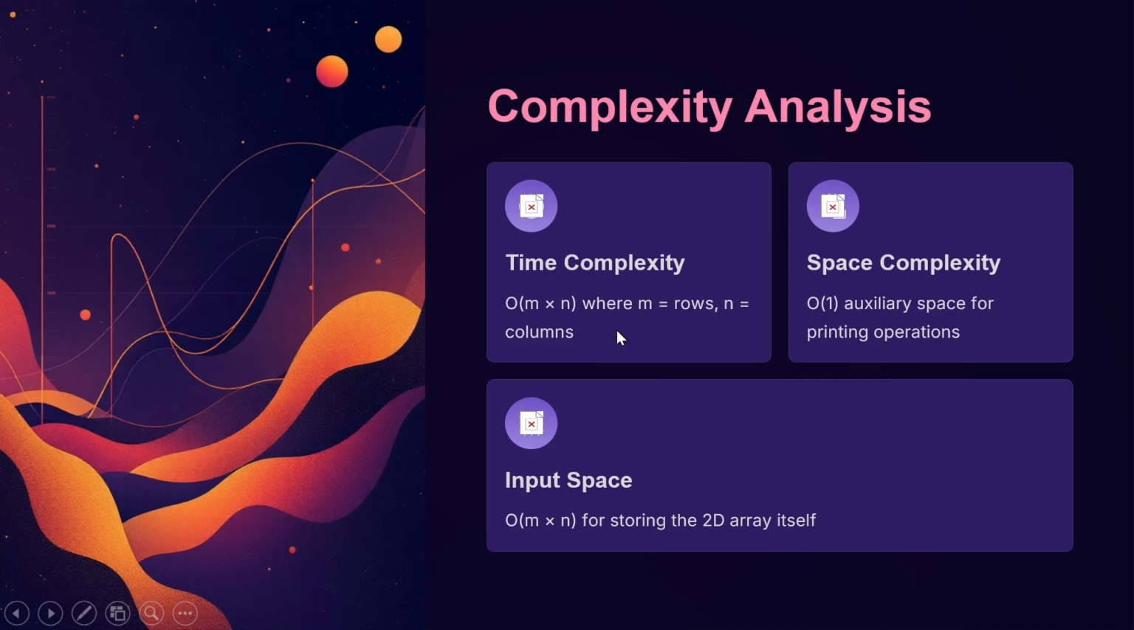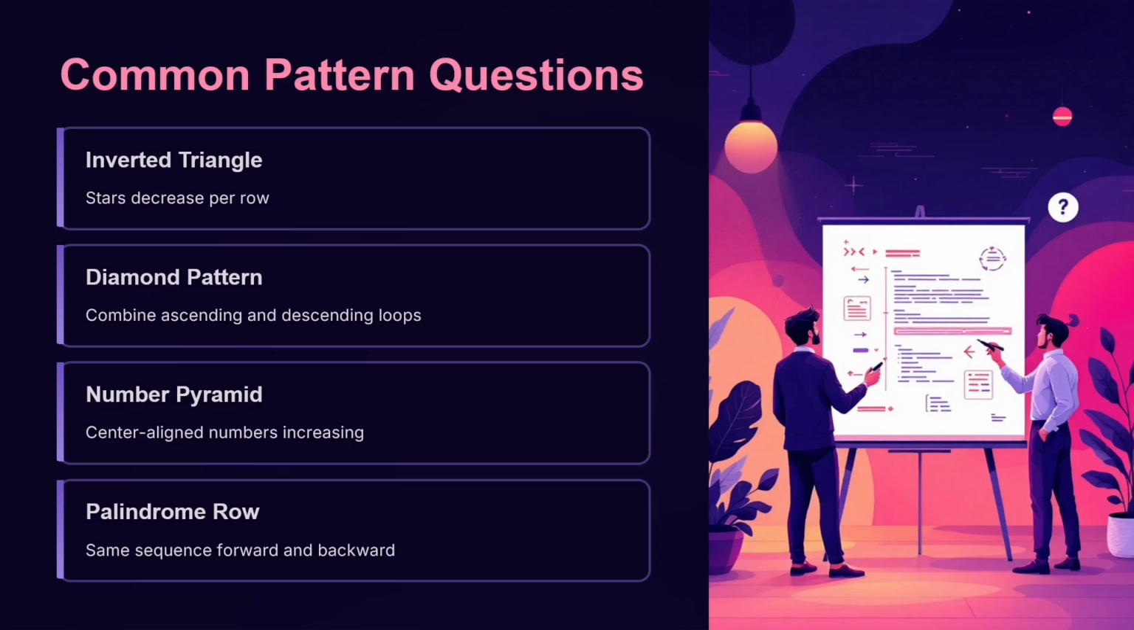If you talk about the time complexity, then it is m into n, meaning m rows and n columns. So obviously it is going to iterate m into n times, right? And if you talk about the space complexity, then of course it takes O(1) space. And if you also talk about the input space, then m by n space is used to store the 2D array, because there are m into n elements, right?